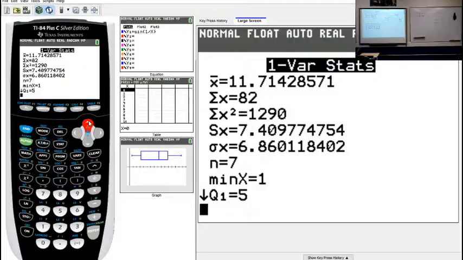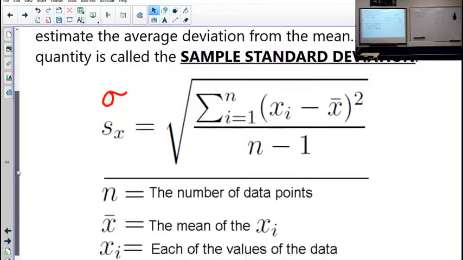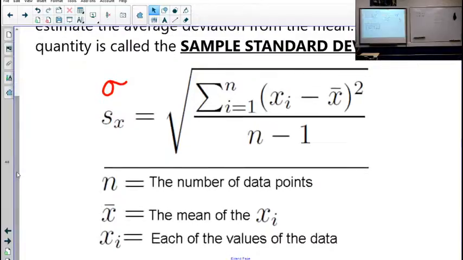You will not need to do this formula, except I'll have you do it once or twice on the homework, just so that you can see what it looks like. We'll do it once, and then once or twice on the homework, and then I won't ask you to do it again, because the calculator will do it for you. So I'll probably do that on Monday or Tuesday, have you compute it. Okay.